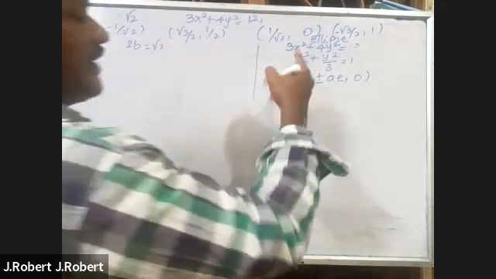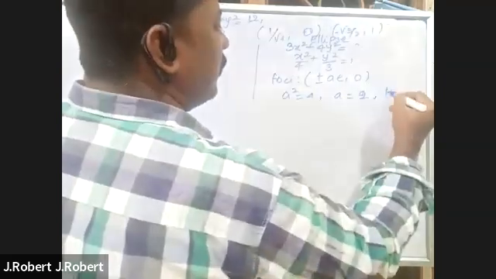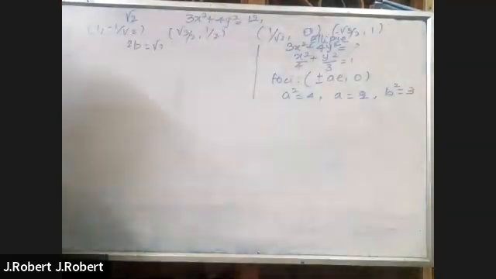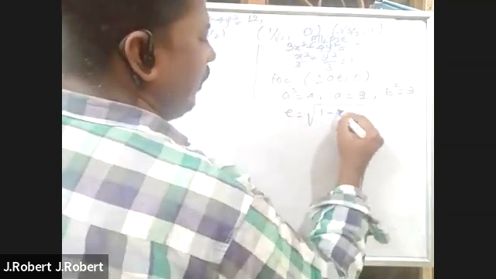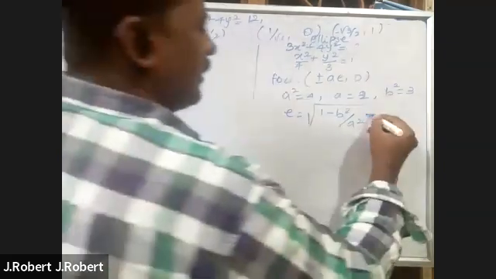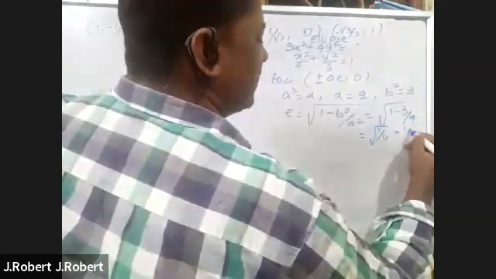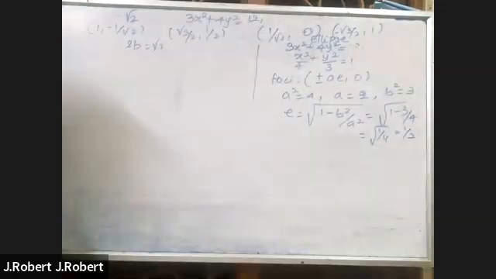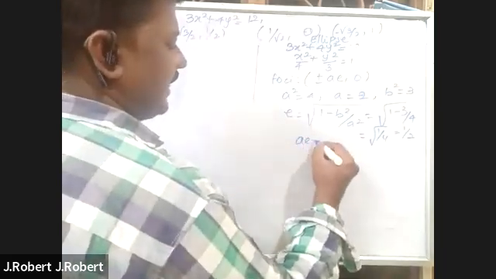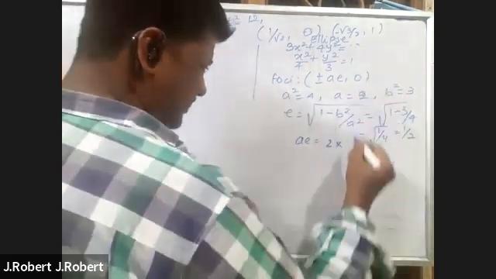Now your a squared is equal to 4. From this we can take a is equal to 2, and your b squared is equal to 3. I want to find e. Eccentricity for an ellipse is the square root of 1 minus b squared by a squared. Therefore we get the square root of 1 minus 3 by 4, the square root of 1 by 4, which is equal to 1 by 2. So this is the eccentricity of the ellipse. Now you have found the foci of the ellipse. Foci: AE. Your AE is equal to 2 into 1 by 2.